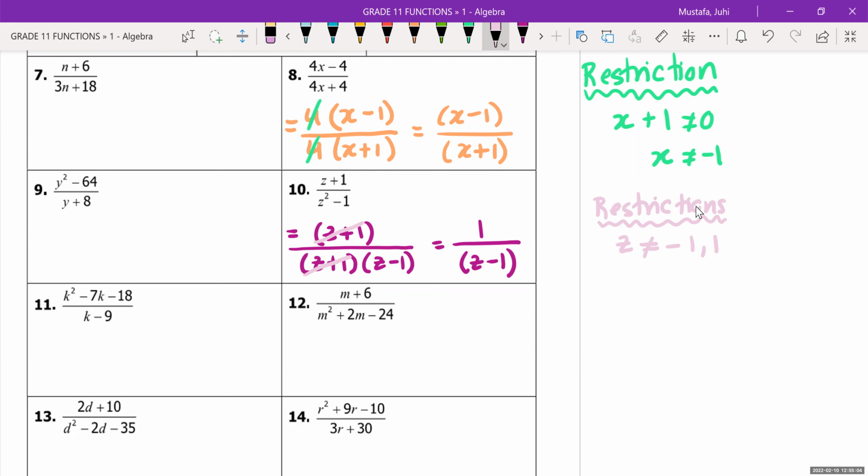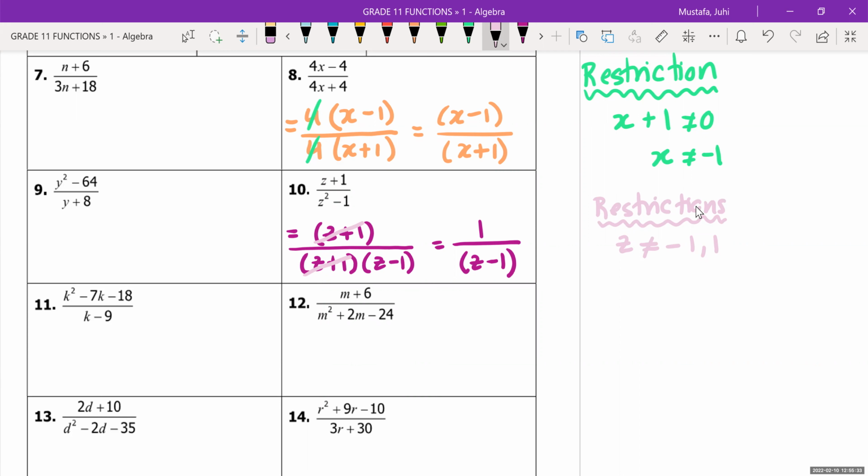So you're saying, why didn't we do them for the simplified version? It's because if you were to do it for the simplified version, you would only get +1. But in the original question, +1 is not the only restriction. So really, you're actually stating the restrictions for the original question. If you substitute that in, it's not the only restriction.